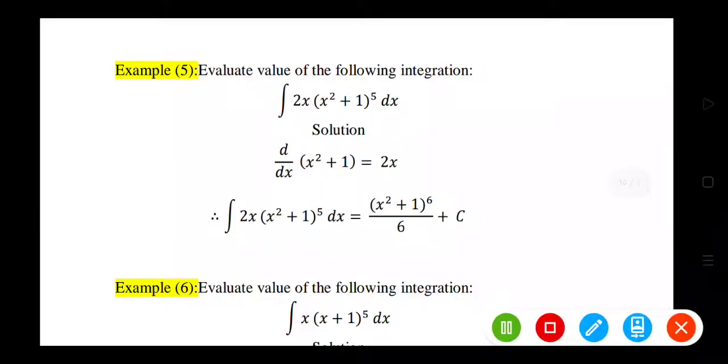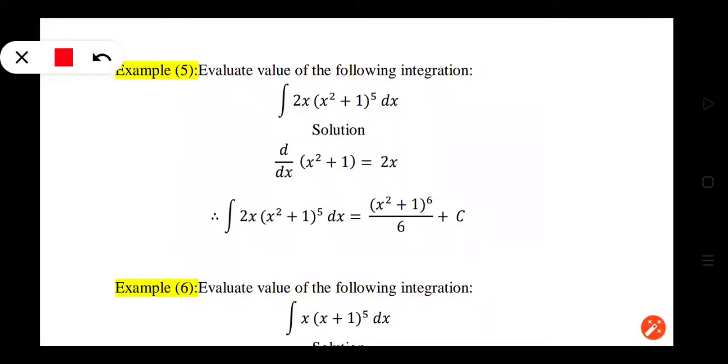Example 5. Integration of 2x times x squared plus 1 power 5. We will find d by dx for x squared plus 1 equals 2x. Then it's direct integration. So the result will be x squared plus 1 power 6 over 6 plus constant.